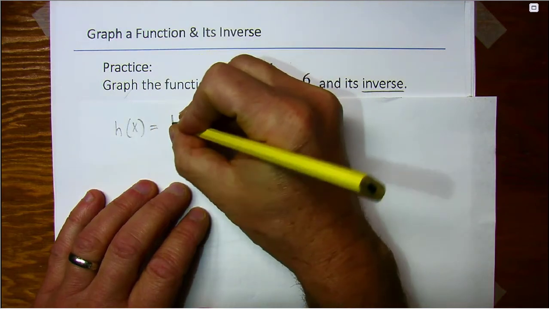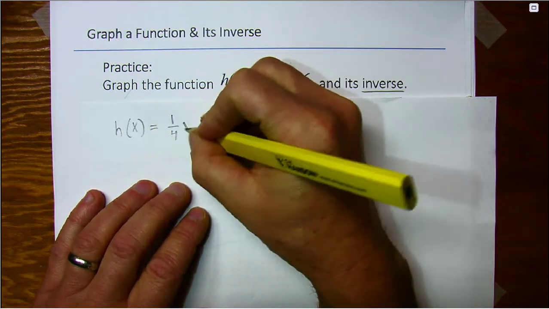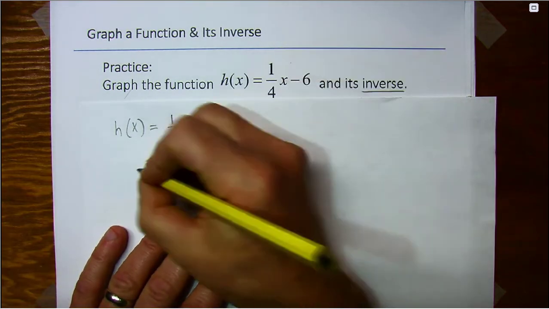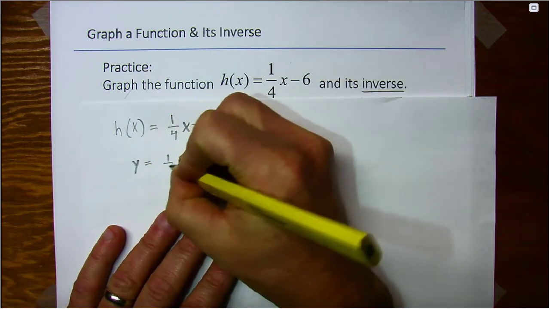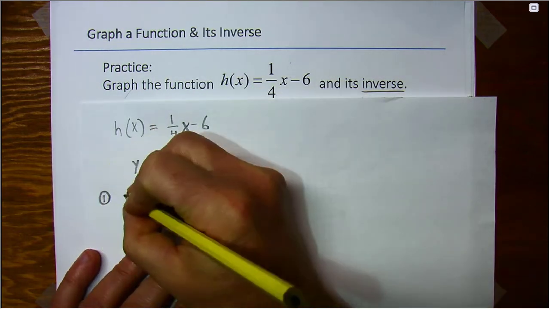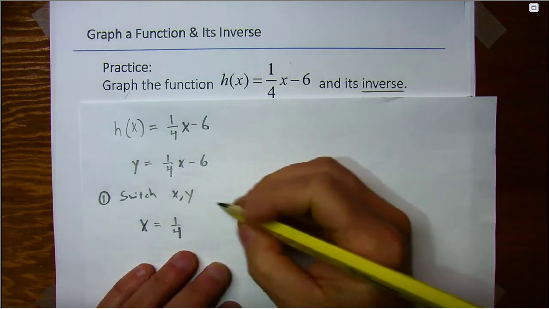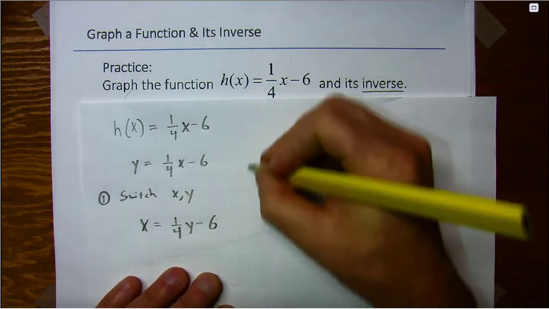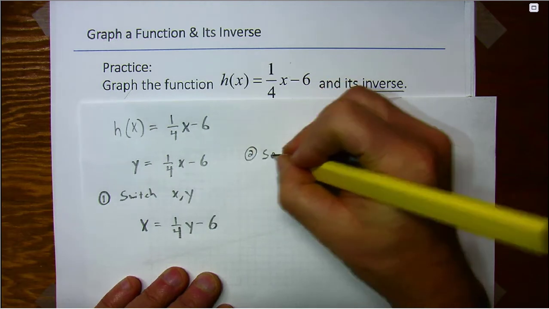H of x is equal to 1/4 x minus 6. We already know it exists, so we can jump into our three-step process. We can say y equals 1/4 x minus 6. So step 1, let's switch the x and y. This becomes x equals 1/4 y minus 6.